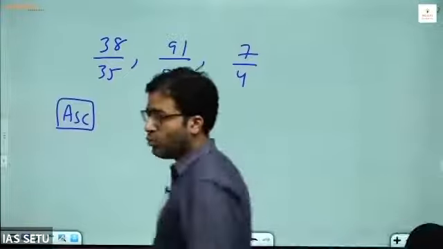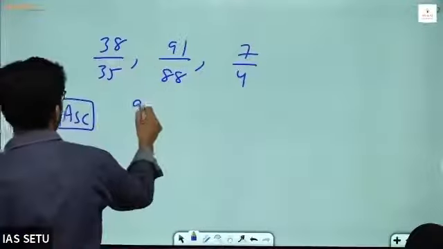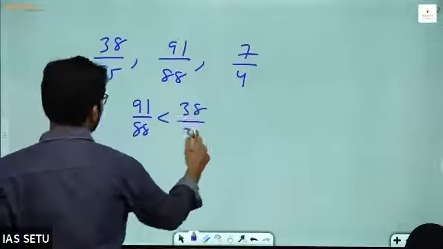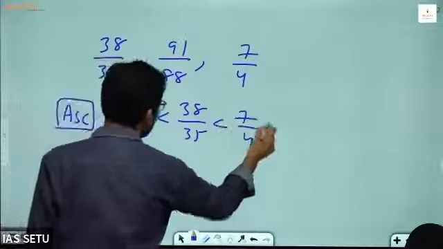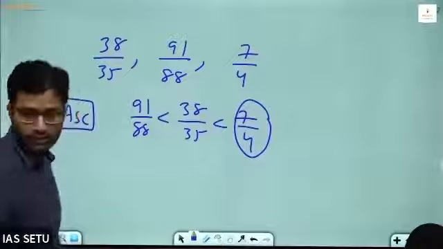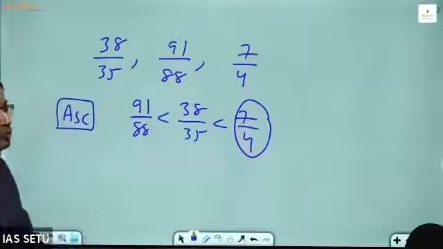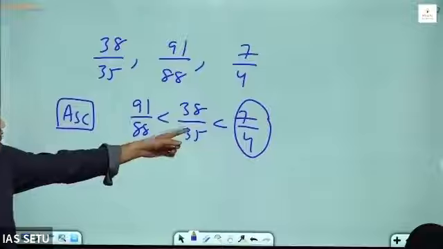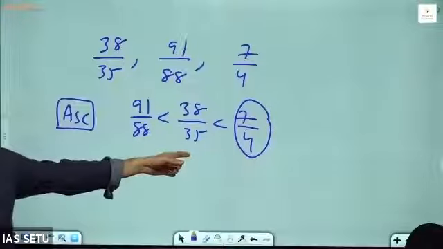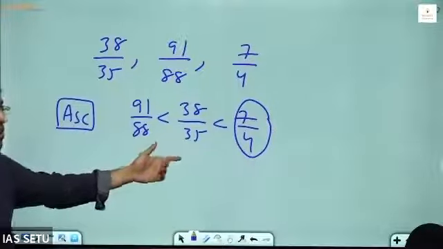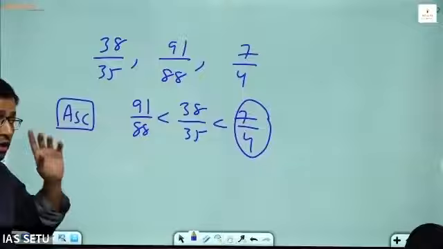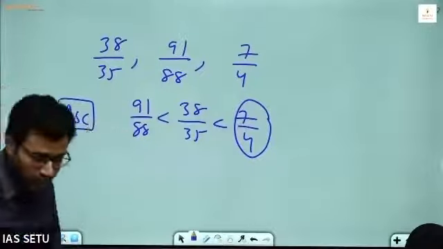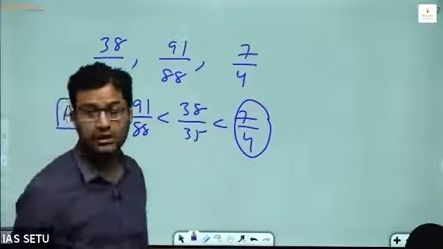So which one is the smallest here? 91 by 88 is smaller than 38 by 35 is smaller than 7 by 4. This is the largest. But I guarantee you, after 2 months, when I will ask this question, 50% of you will say 7 by 4 is the smallest. पता है flow में करना ही करना है. But don't go with flow. Apply your mind. Improper fraction. याद रखोगे? Type 4 clear. Improper fraction.